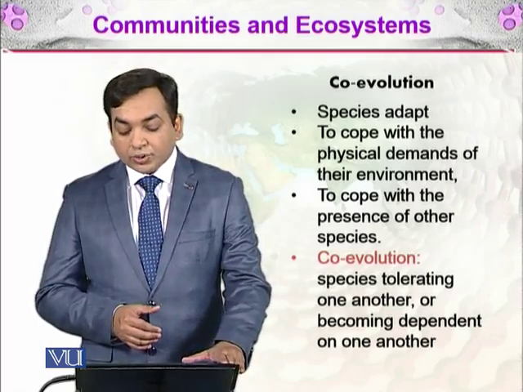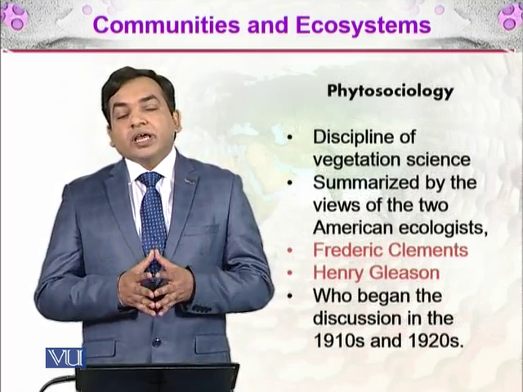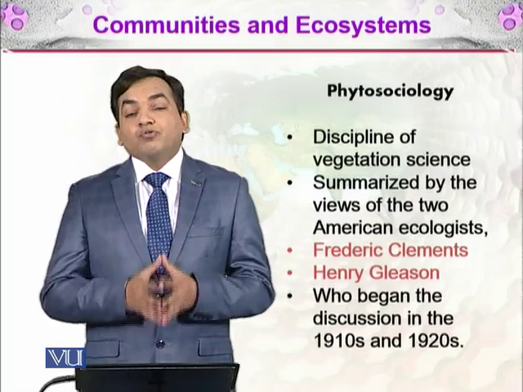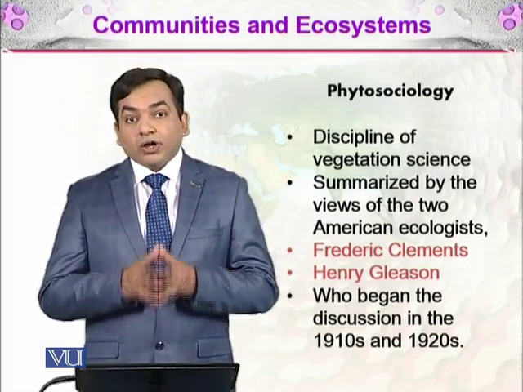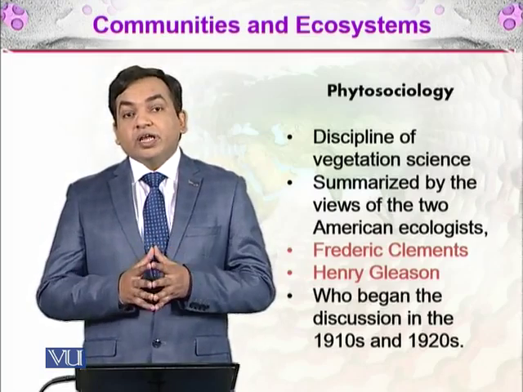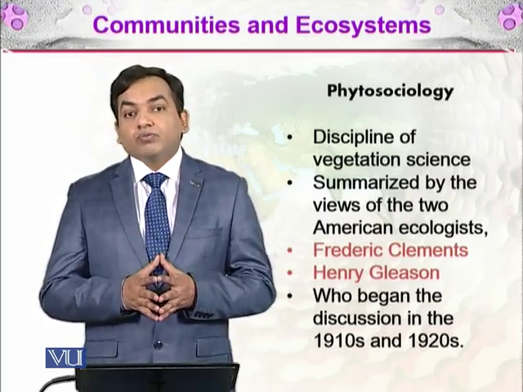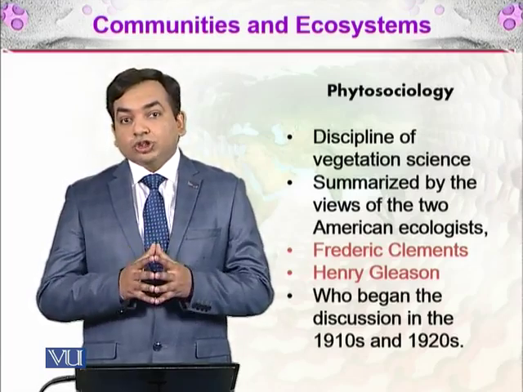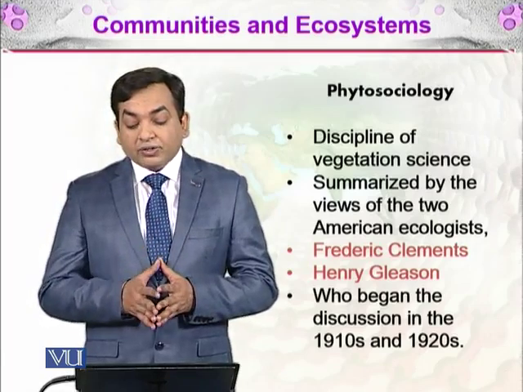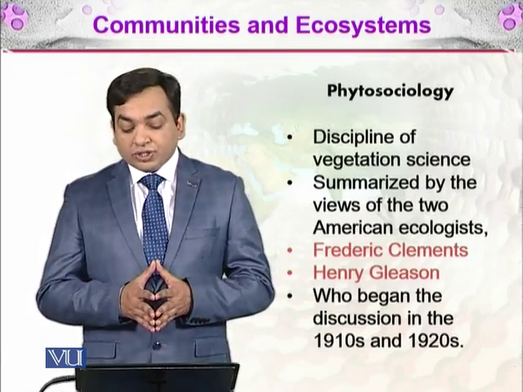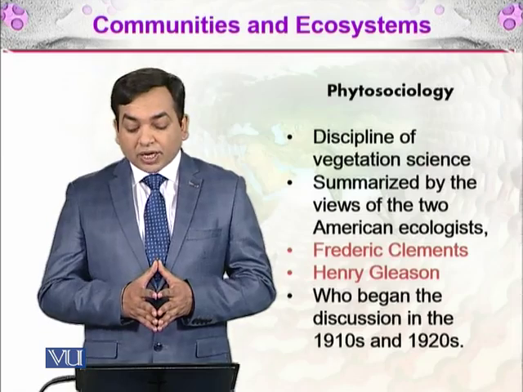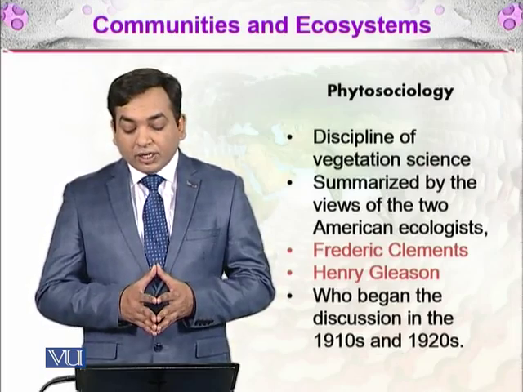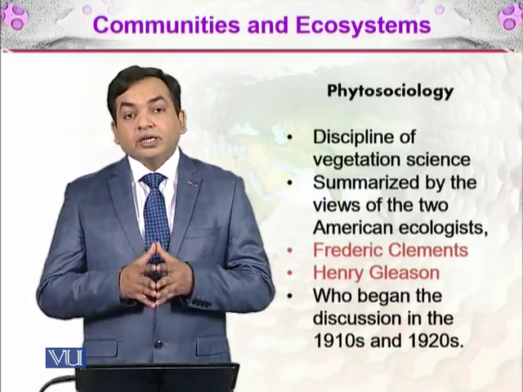And then there is the next concept, phytosociology, which is a very important concept of biogeography because it is related to plants. Wherever the word phyto comes, it means plants. So there is a sense of sociology among the plants, and this is a discipline of vegetation science. It was first summarized by the views of two American ecologists, Clements and Henry Gleason, who began the discussion in the 1910s and 1920s.